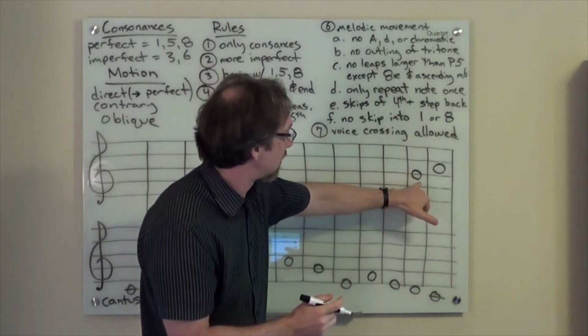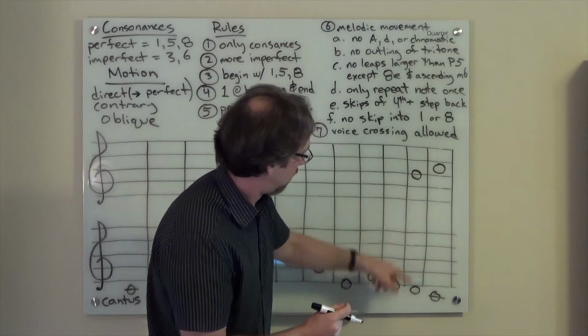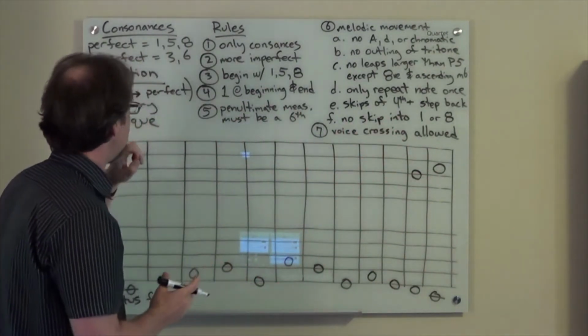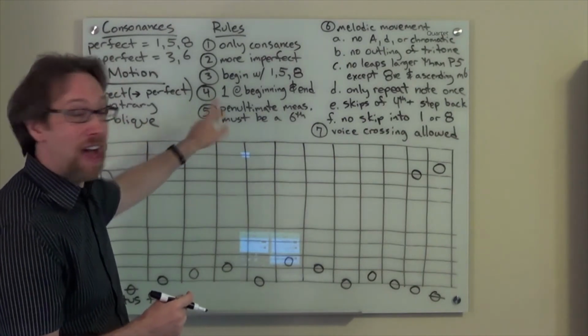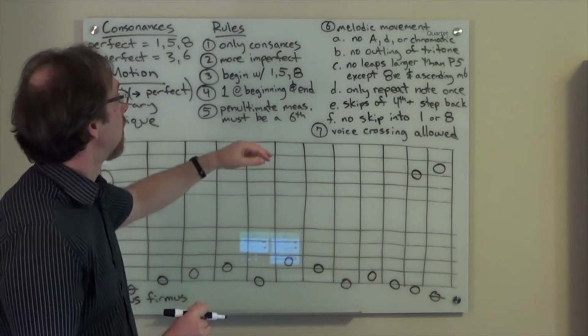And in this case, when you have this B, you're almost always going, if it's a B below, it'll go to the C unison. If it's a B above, it will go to the octave. So again, rule 5, penultimate measure must be a sixth or its inversion.